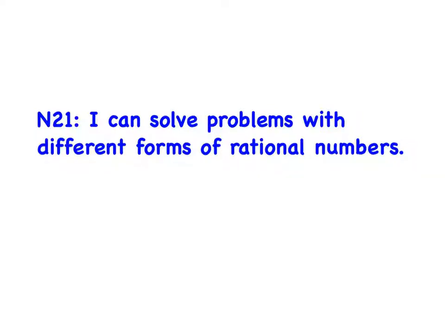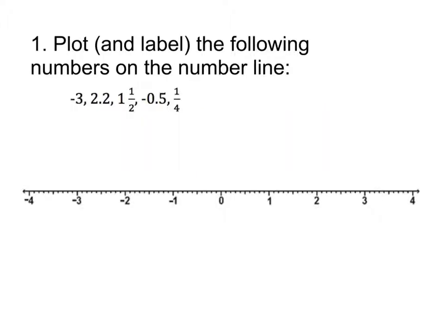Our I can statement is N21. I can solve problems with different forms of rational numbers. Take a moment to answer the following question. It says, plot and label the following numbers on the number line. I'm going to demonstrate the first one for you.